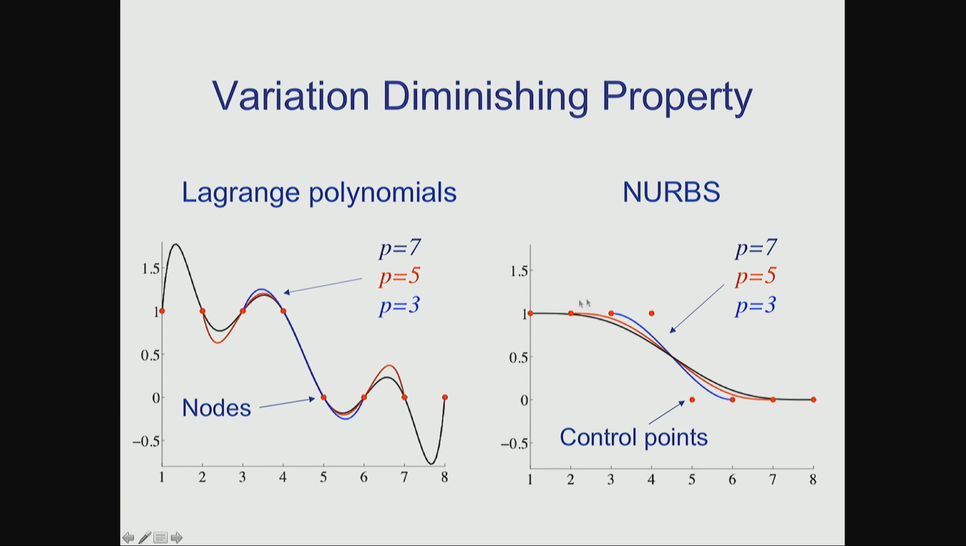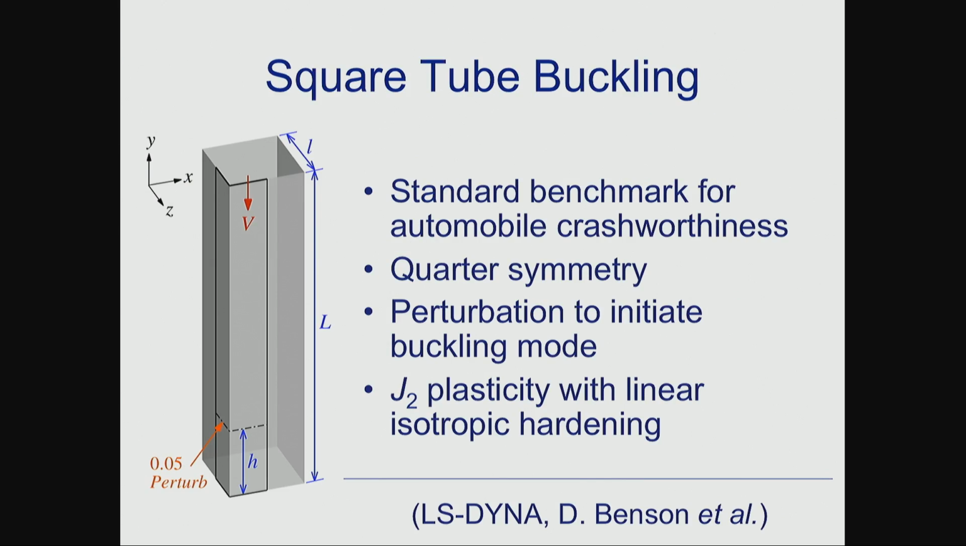But here with NURBS, if you view these as control points, what you get is a monotone fit. You get actually smoother with higher order. And in fact, that actually does translate into robustness in practice. This is a square tube buckling problem, elastic plastic buckling. You jam this into a wall at very, very high speed, and you go into an accordion mode, as you'll see in a moment. This is a classic problem in crashworthiness.